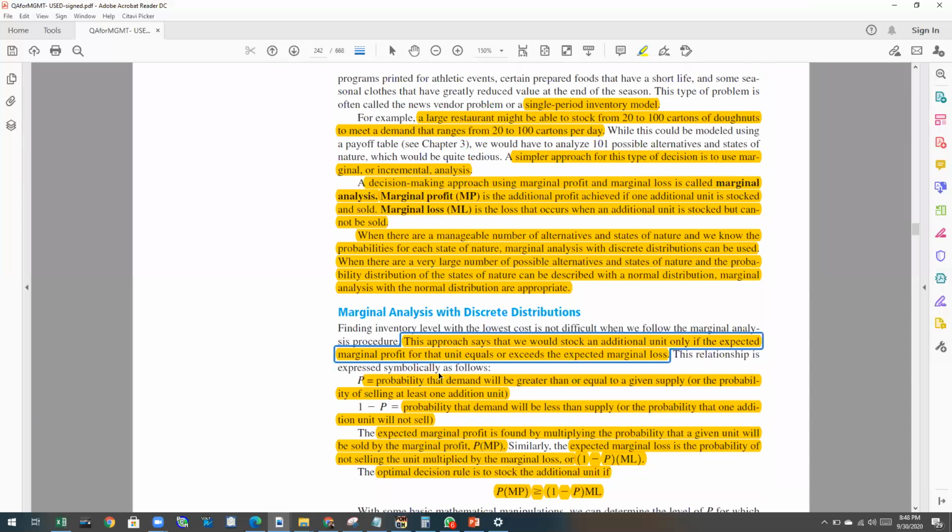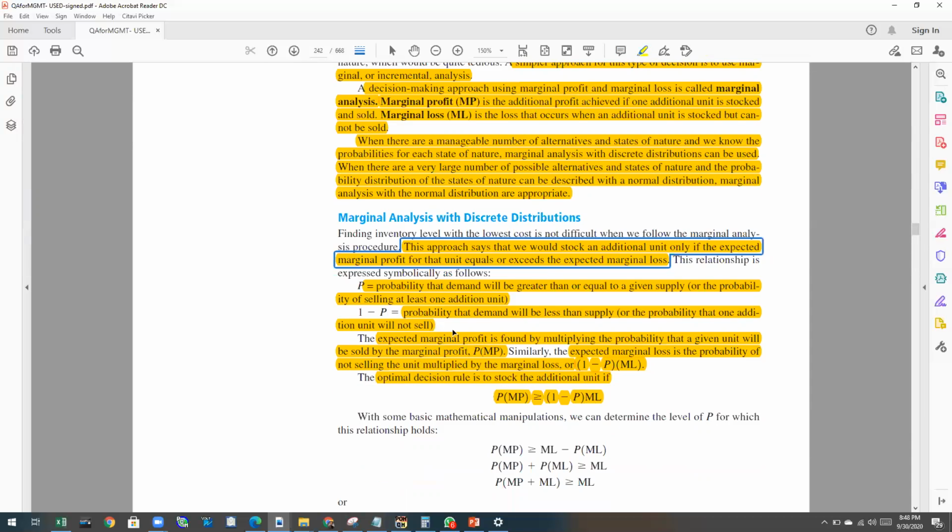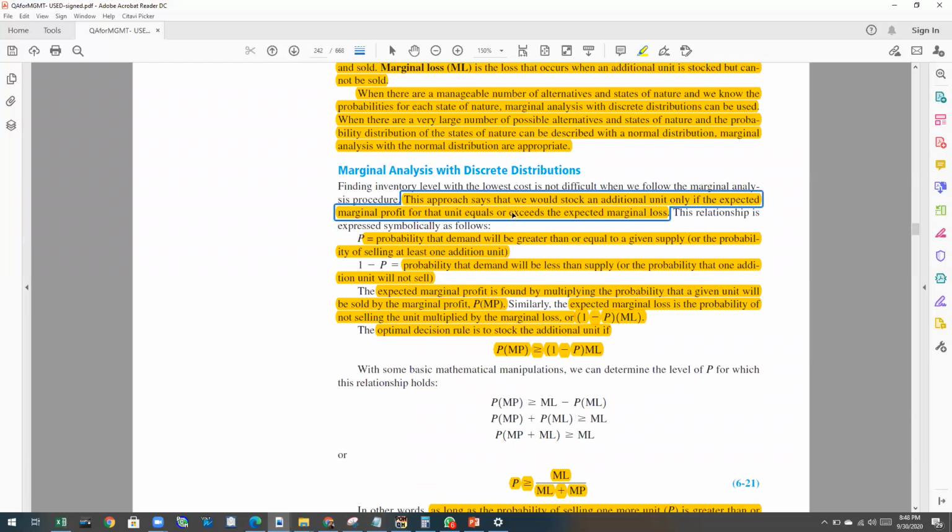I'm not going to show you the manual way of doing it. You can read and study it in the textbook. It's pretty straightforward. But what I will do is show you how to solve this using POM/QM. So let's look at a few parameters here. P would be the probability that the demand will be greater than or equal to a given supply.